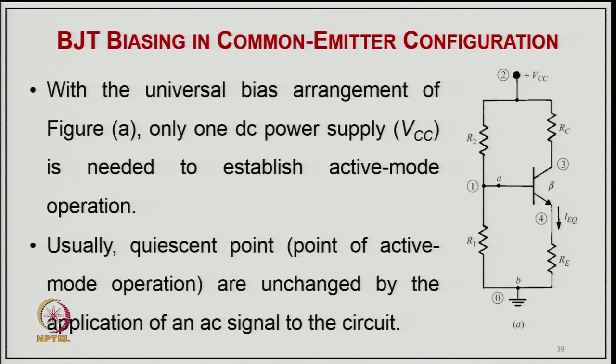Well, so now we can see why biasing is there. So, BJT biasing in the common emitter configuration. We already mentioned that the common emitter configuration is very common, and you have a typical biasing here, as you can see in this figure. Only a DC supply VCC is needed to establish the active mode of operation, and usually the quiescent point of active mode operation is unchanged by the application of the AC signal to the circuit, because you already have a potential divider corresponding to these resistances. So, you will have some DC bias already applied here along with the input signal, that will be added or subtracted according to the AC signal.